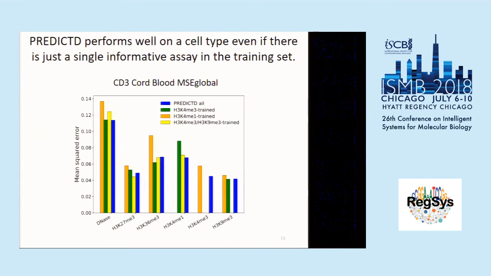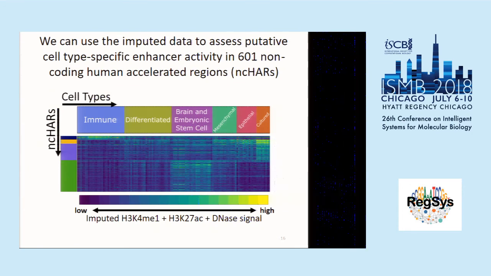So assuming you have a cell type of interest that you've imputed the data for, is it actually useful? Can it tell you something about the biology of that cell type you're interested in? To address this question, we looked at non-coding human accelerated regions, which are regions of the genome that have more mutations in the human lineage than would be expected given their level of conservation across phylogeny. And it's thought that these are enriched for enhancer regions that are specific to the human lineage.